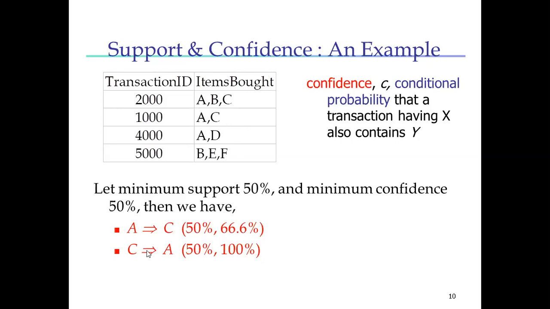Now for the second case, C then A. In C then A, there will be a confidence, a conditional probability, that is, having X also contains the Y. So C also contains the Y. So wherever there is a C, there is an A. So there are 2 transactions with respect to that where C and A appear. So the confidence is 100%.